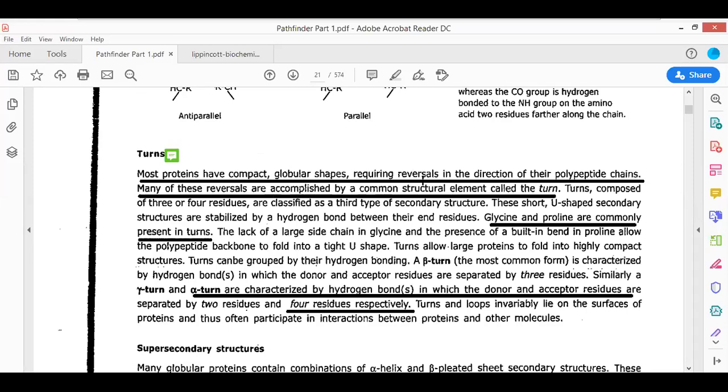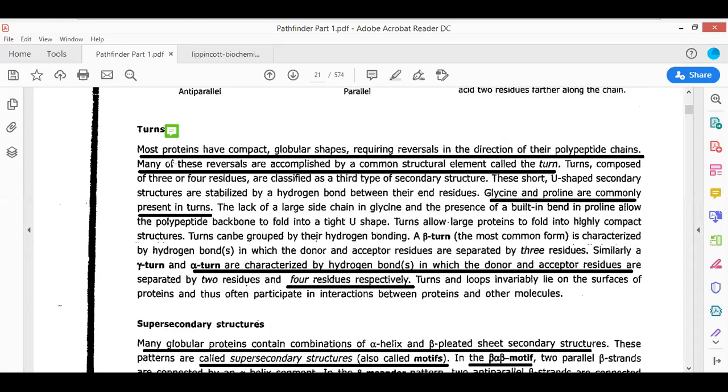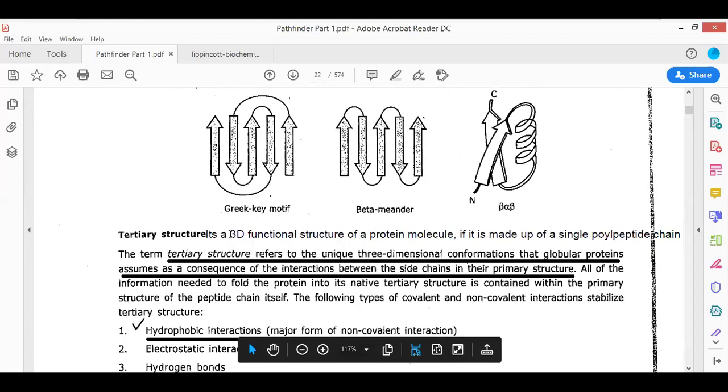Turns cause the protein conformation to be changed or its direction to be altered. There are others referred to as loops. Turns could be classified as alpha, beta, and gamma turns, depending upon the number of amino acid residues between the acceptor and the donor. There are super secondary structures formed by the combination of alpha helix and beta pleated sheet. Why are these structures produced? For binding of the protein to the DNA molecule.